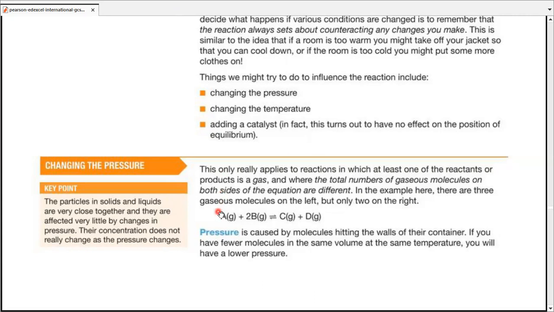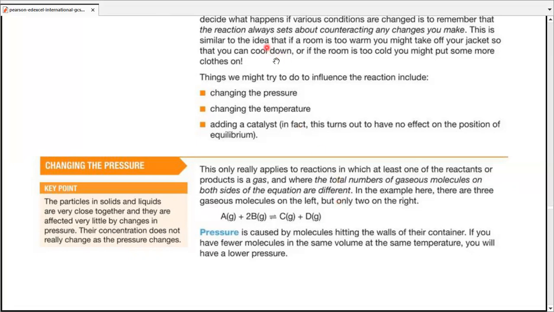So I was saying that changing the pressure is something that will not affect liquids and solids. All right, this can only affect gases. So when we are talking about pressure, we usually consider the equations that are made up of gases. Consider in this example, A, B, C, and D are all gases. So this really applies to a reaction in which at least one of the reactants or products is a gas, where the total number of gaseous molecules on both sides of the equation are different.